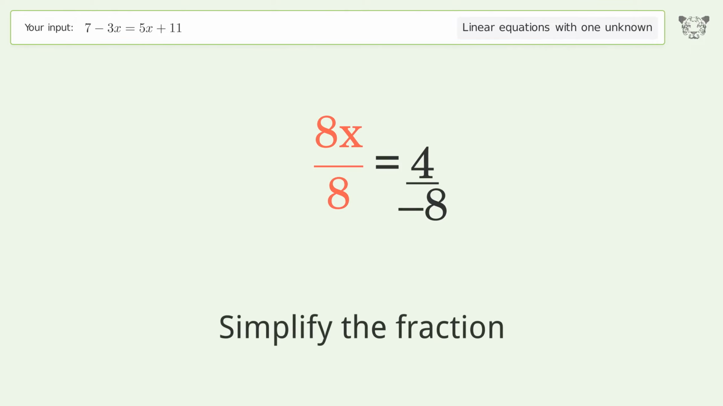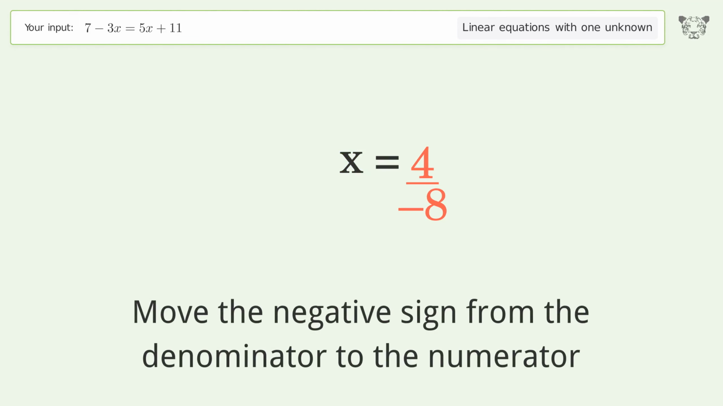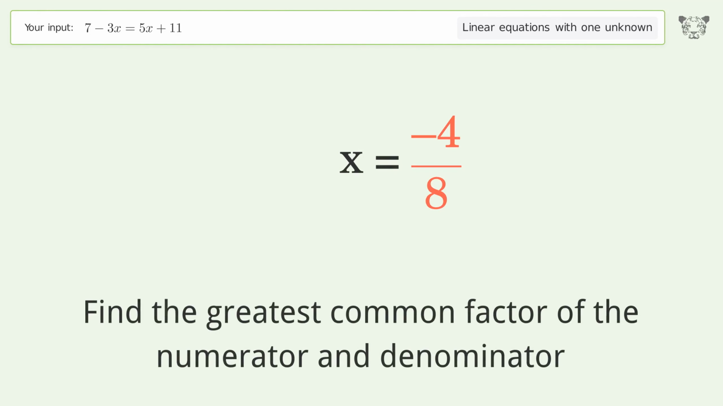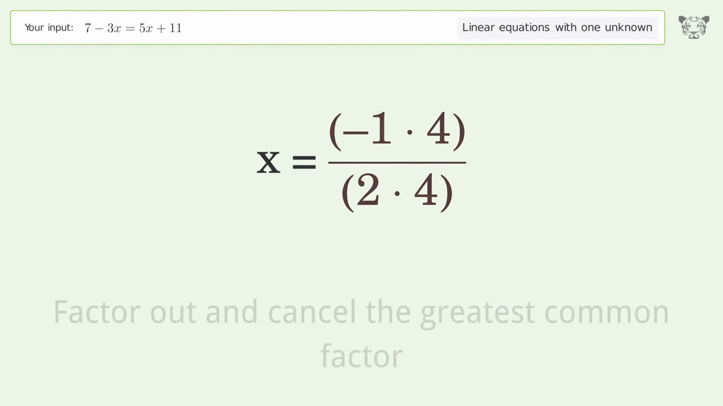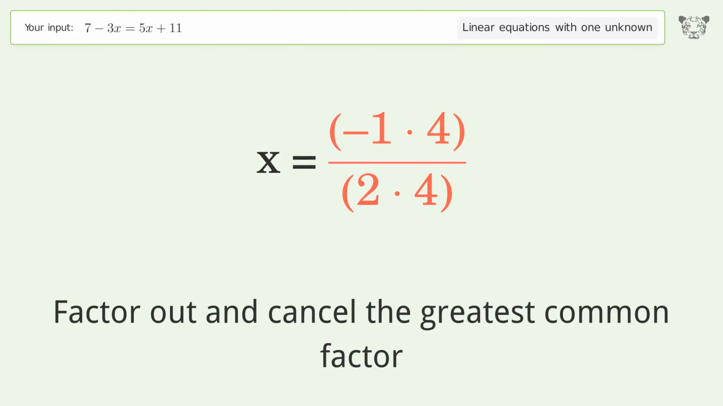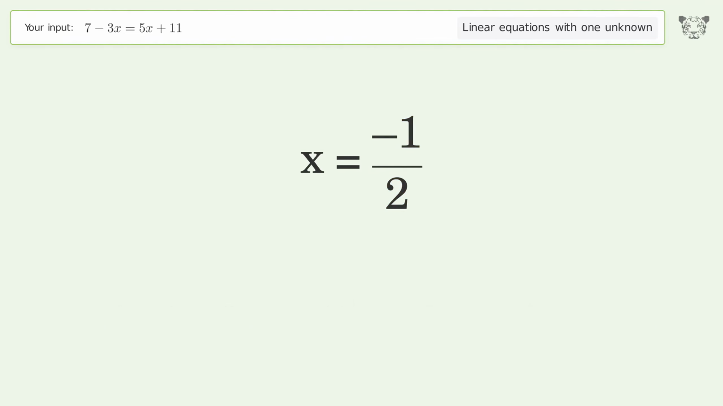Simplify the fraction. Move the negative sign from the denominator to the numerator. Find the greatest common factor of the numerator and denominator. Factor out and cancel the greatest common factor. And so the final result is x equals -1/2.